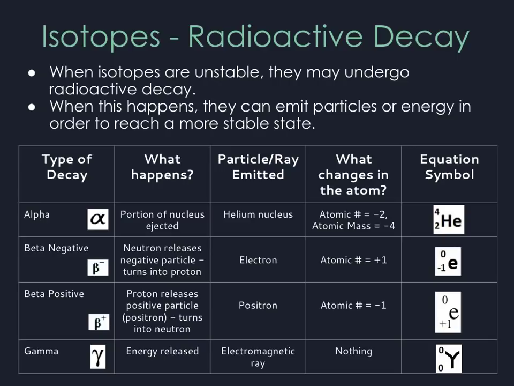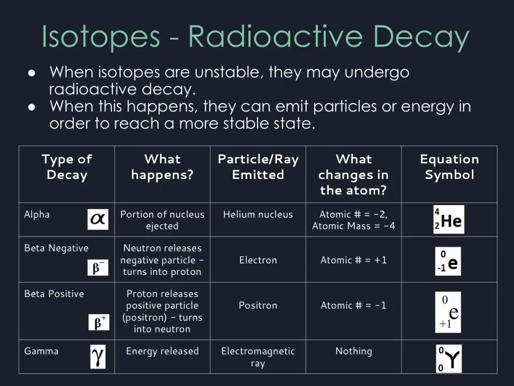And this happens when isotopes are unstable. So remember, when we're talking about isotopes, we're really talking about what's going on in the nucleus. And really, the rule is that if we have too many or too few neutrons, then the nucleus becomes unstable. There's not a specific number for what is too many or too few, but there's a balance there.